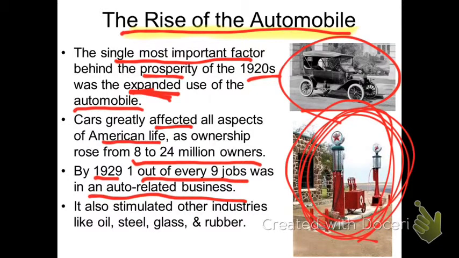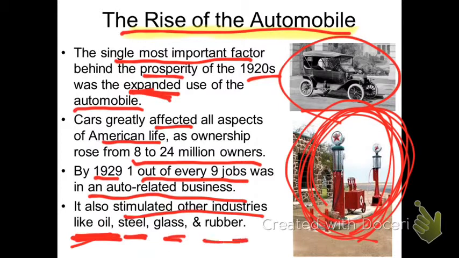And our last bullet, it also stimulated other industries like the oil industry, of course, oil. You need oil to help the car, to lubricate the moving parts. You need oil, of course, because oil can be produced into gasoline, which the cars ran on gasoline. Again, go back to this picture. The steel industry, the glass, the rubber industry, all of those together, oil, steel, glass, and rubber, were necessary for the car to function, to build the car.